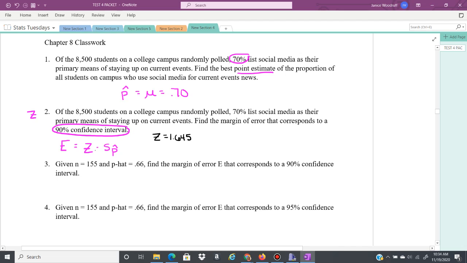Okay, and then we need to find the standard deviation of p hat. The standard deviation of p hat will be given to us by the square root of p hat times q hat over n. So let's go ahead and put those values in. My p hat is going to be 70%, which means my q hat is going to be 30%. And then my sample size is this 8,500 right here.